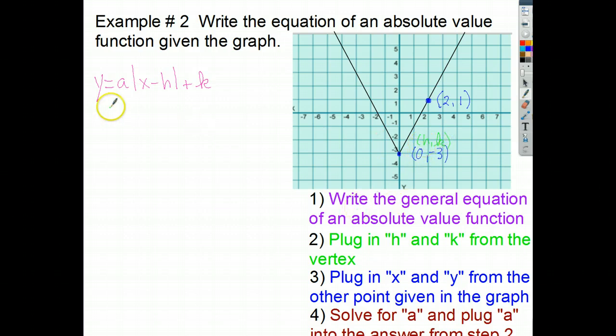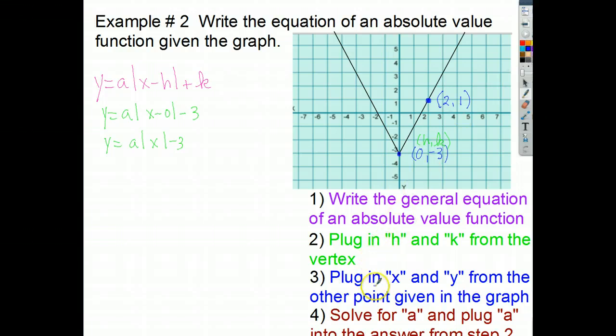So this is 0, so we're going to plug this in. y equals a absolute value of x minus 0, and then whatever this is, negative 3 is what comes behind it, so I'll put minus 3. All right, simplifying inside here, we get a absolute value x minus 0, which is just x, minus 3. Well, that completes step 2.